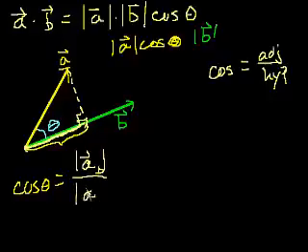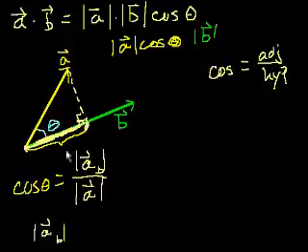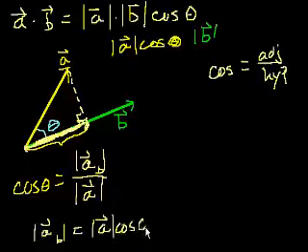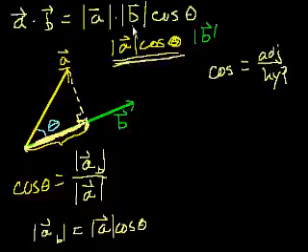This is just our basic trigonometry. Or another way you could view it, just multiply both sides by the magnitude of vector A. You get the projection of A onto B, which is just a fancy way of saying this side, the part of A that goes in the same direction as B, is equal to the magnitude of A cosine of theta, which is exactly what we have up here in the definition of the dot product.